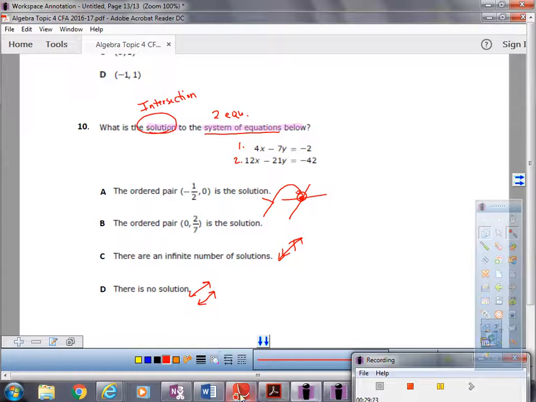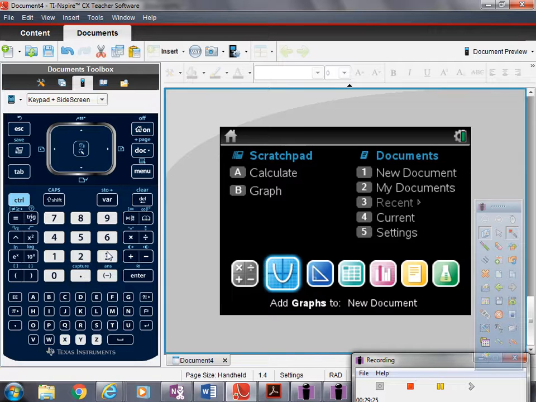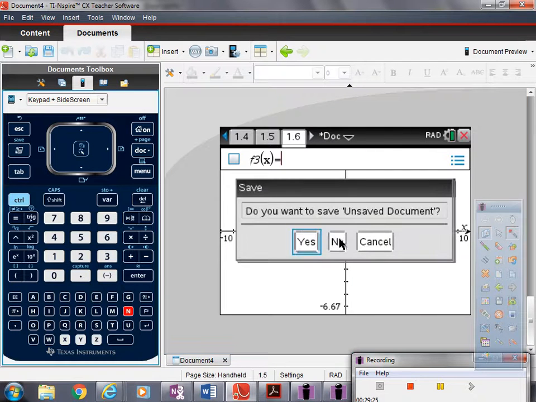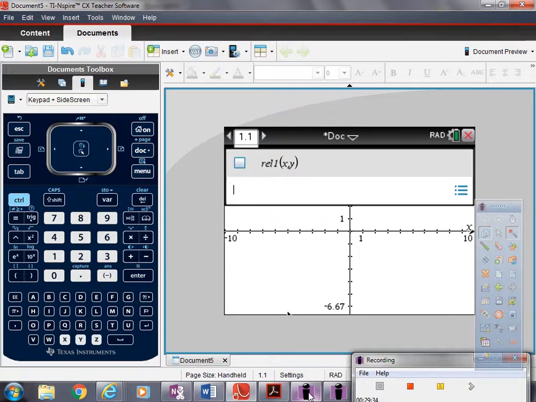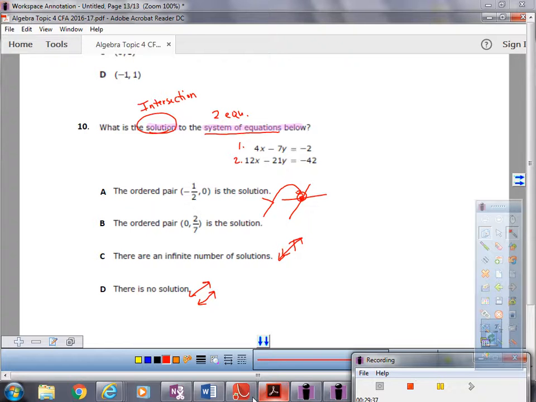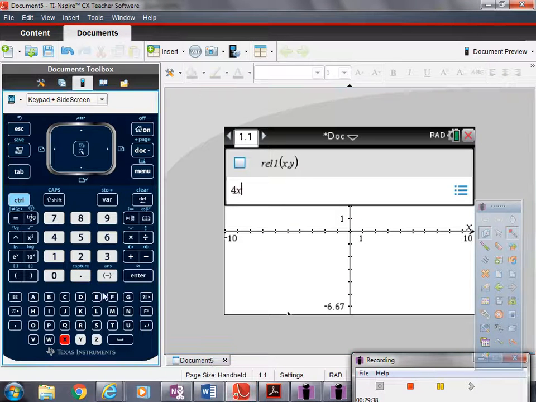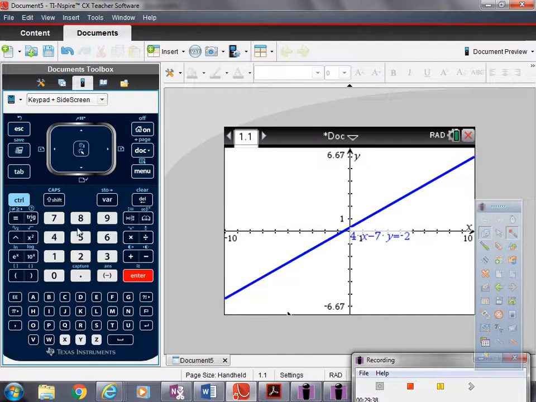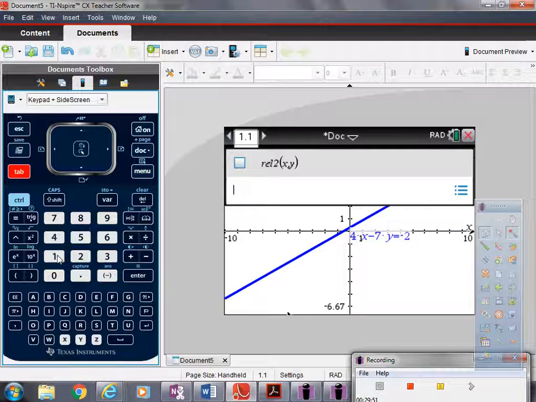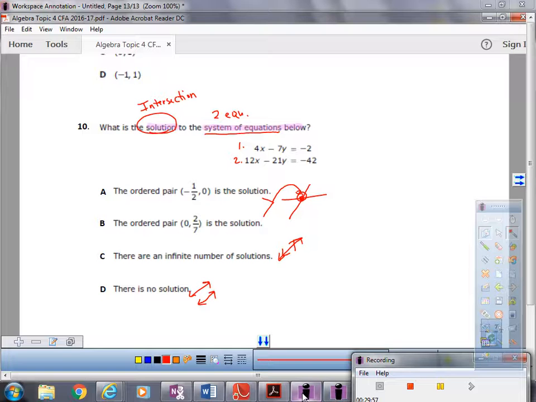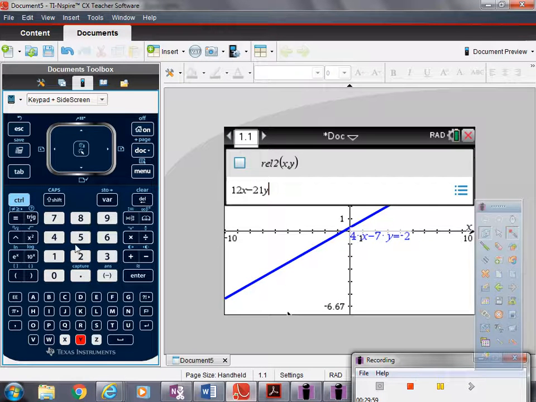So let's graph these and find out. So again, go to your graph app. I would definitely clear stuff out. Control N. Hit the delete button, go to relations, and let's type those equations. 4x minus 7y equals negative 2. Hit the tab key. Type in 12x minus 21y equals negative 42.